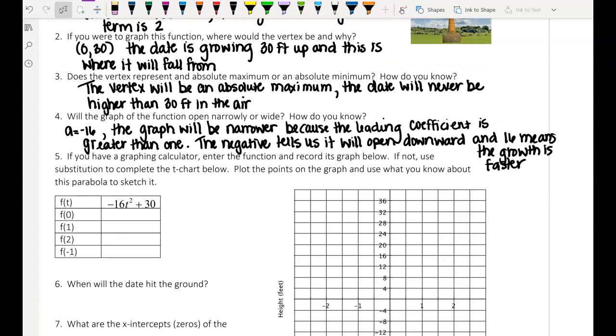Now, the next part says if you have a graphing calculator, but we're not going to use a graphing calculator. We're going to graph it with the chart. You may need a calculator for this part because I'm going to be calling on people to share the values as we create this chart. So if you need a calculator, now would be the time to get that.